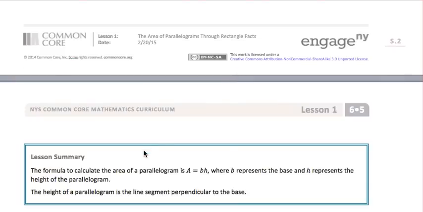Remember, the formula to calculate the area of a parallelogram is area equals base times height, where B represents the base and H represents the height of the parallelogram, and the height of the parallelogram must be perpendicular to the base.